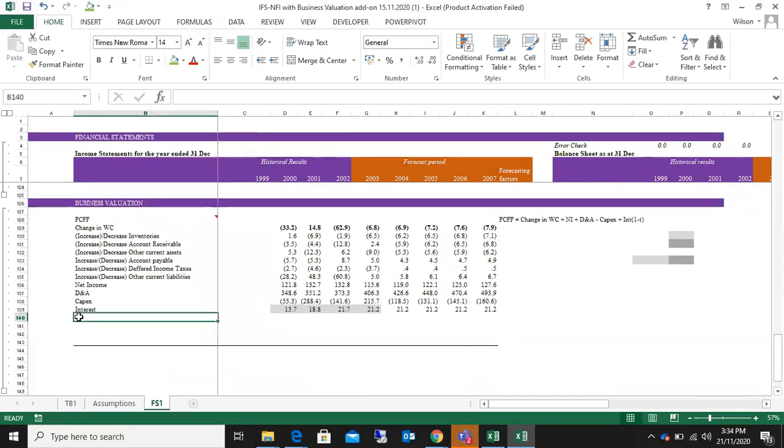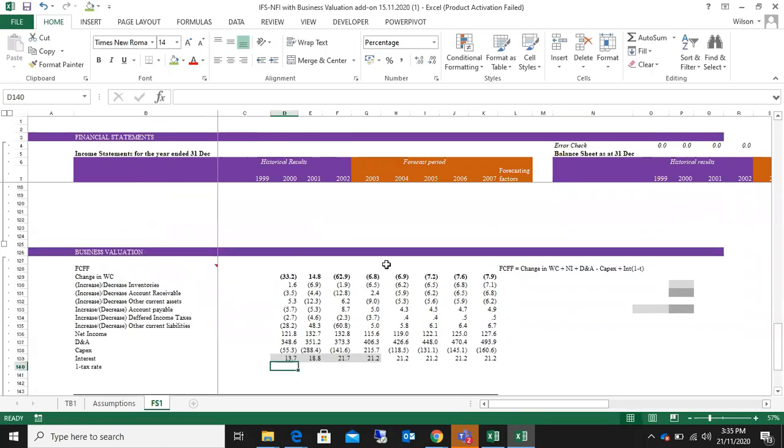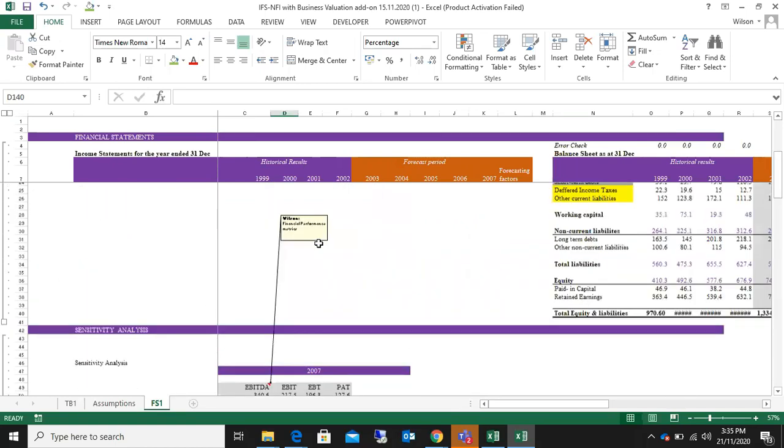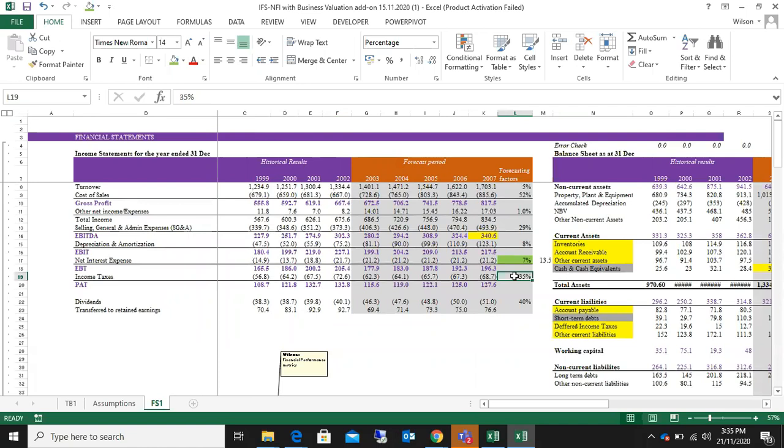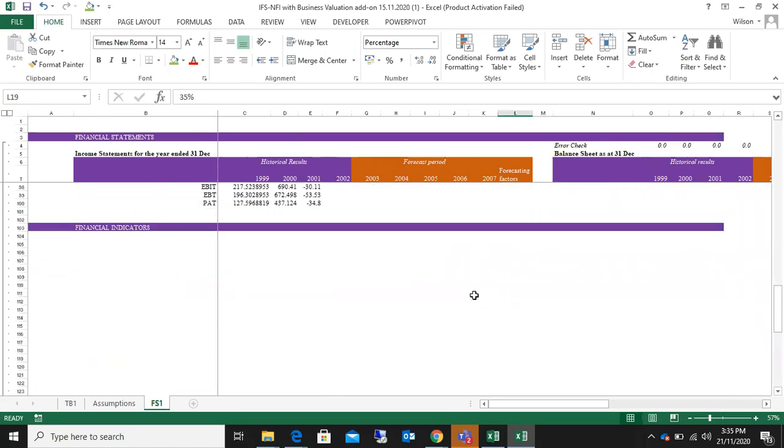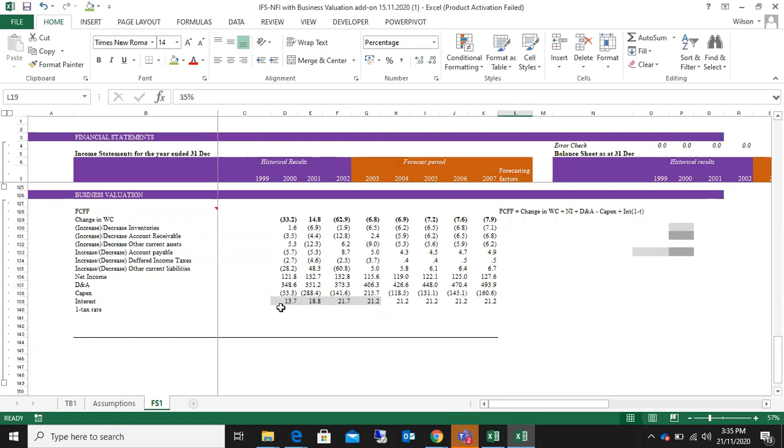Now the next thing is, of course, we have 1 minus the tax rate. We have been given the tax rate in the assumption as 35%, isn't it? So 1 minus the tax rate is going to give us 65%. So we can take this down.